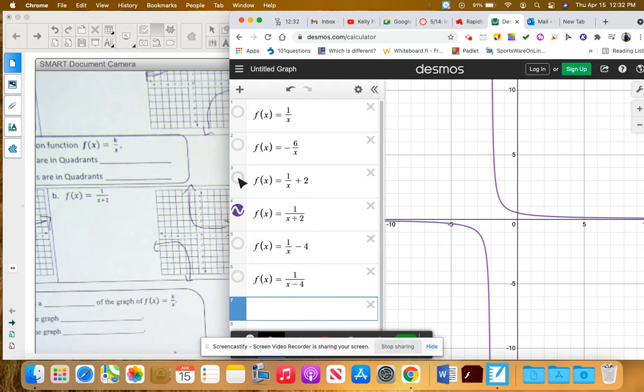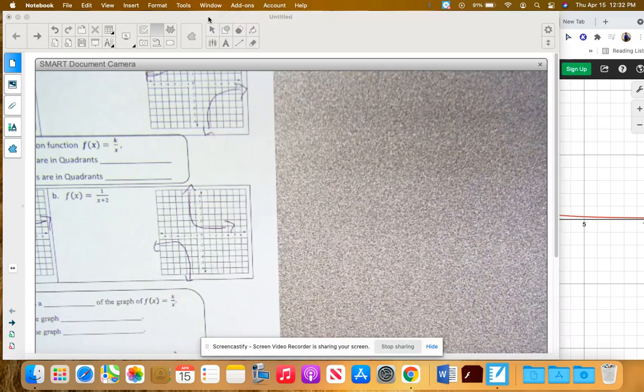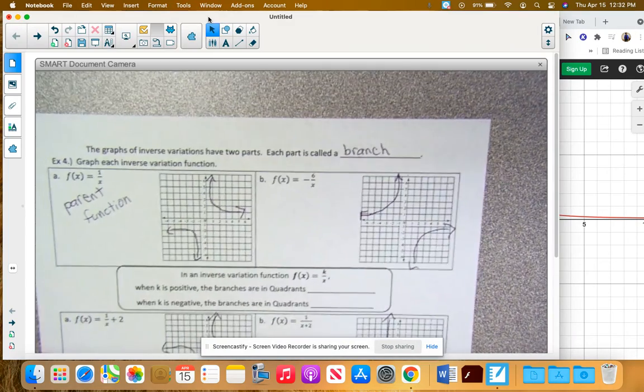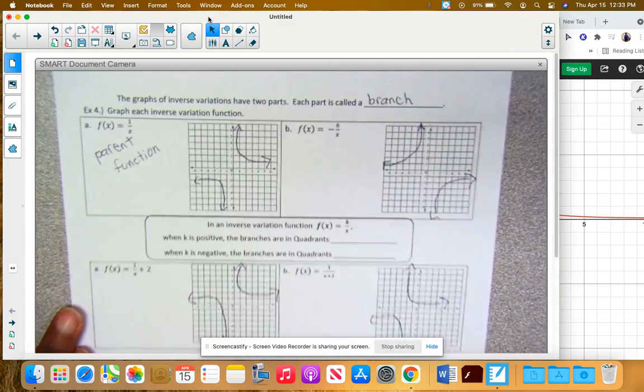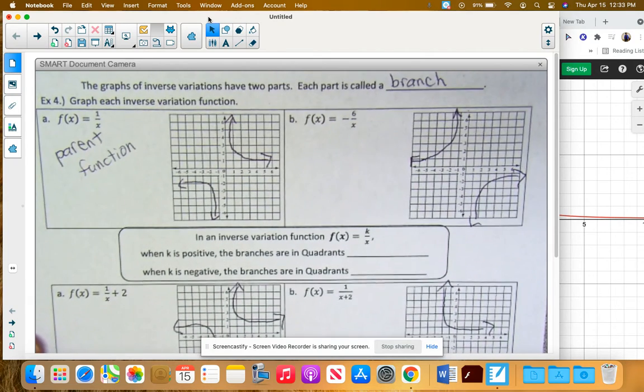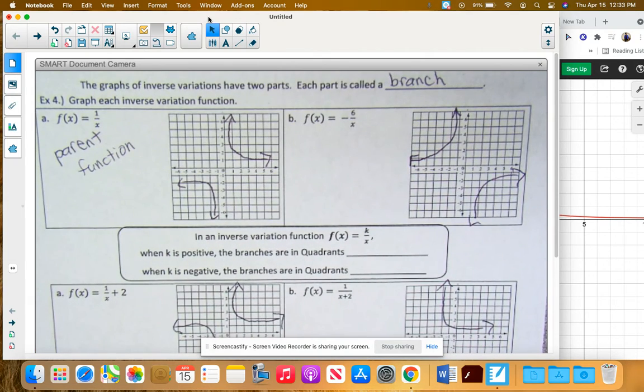All right, so let me get rid of this. Let me put my parent function back up here for just a minute, and let me go back to our notes paper and let's talk about a few things. So far all I've done was sketch each of these 4 graphs on a piece of paper. Well, I did it in Desmos and then sketched it on a piece of paper.